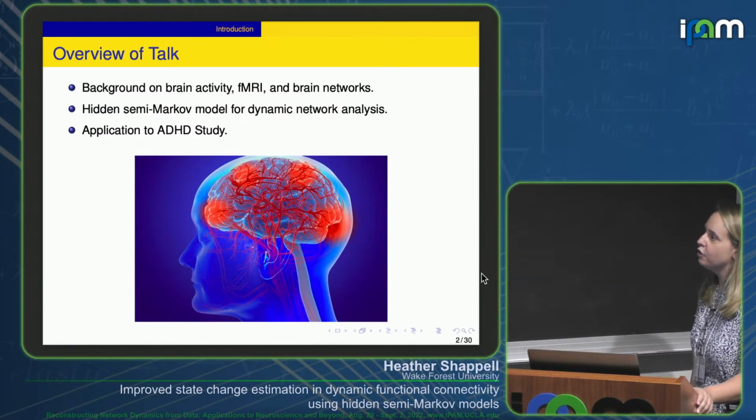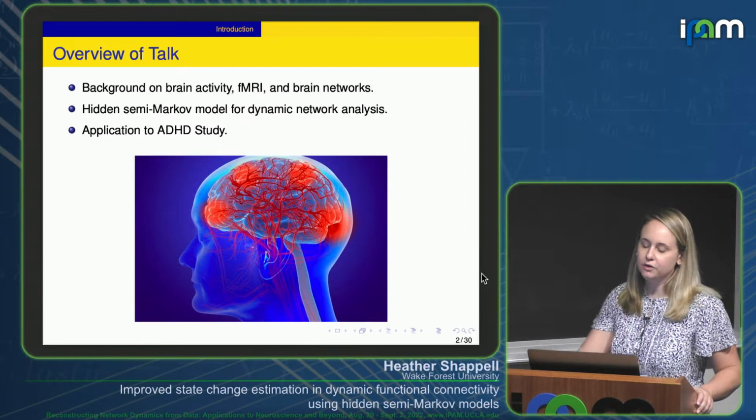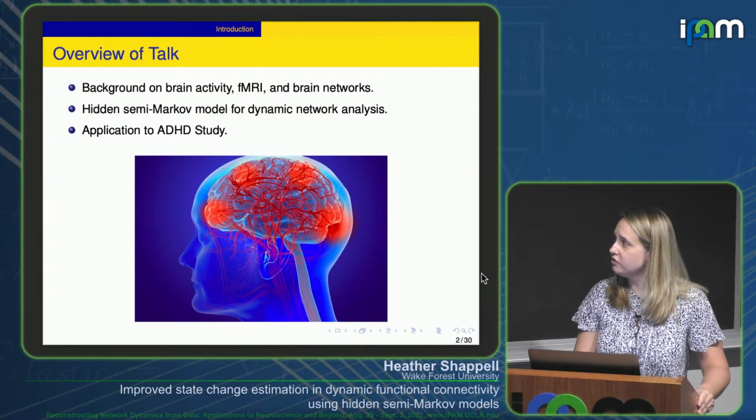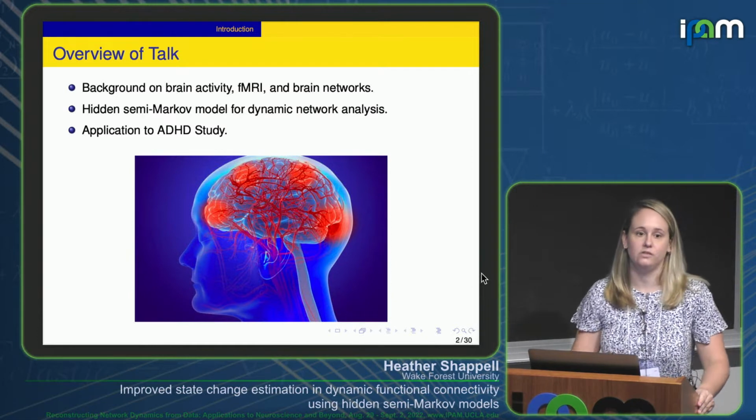So as a quick overview of my talk, I'll go through a little bit of background on fMRI and brain networks. I'm assuming most people here are probably semi-familiar with it, but I know there are a variety of backgrounds here, so I want to at least touch on it a little bit. And then I'll talk about a hidden semi-Markov model approach that I'm proposing for dynamic network analysis. And then I will discuss an application to an ADHD study. And if we have time, I'll talk about some extensions that I'm working on.